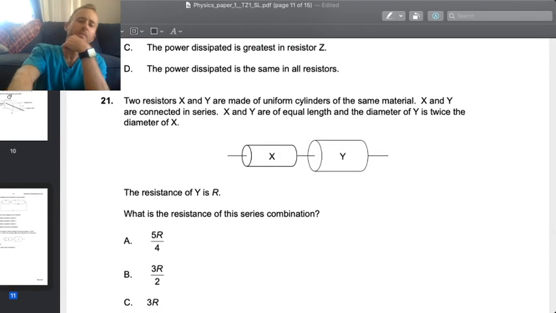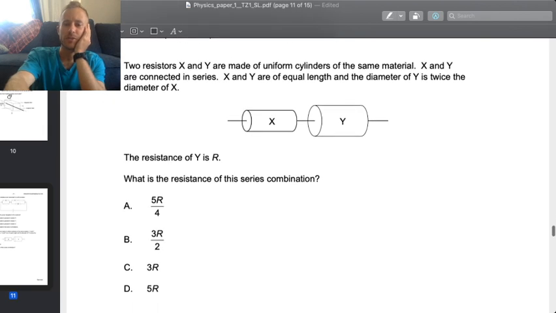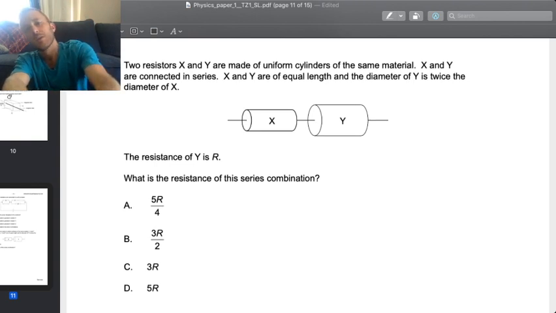21. Two resistors, X and Y, are made of uniform cylinders of the same material. X and Y are connected in series. X and Y are made of equal length, and the diameter of Y is twice the diameter of X. The resistance of Y is R. What is the resistance of this series combination? Okay.